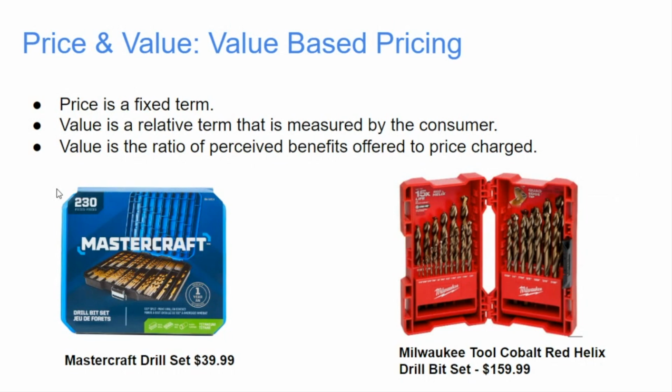Now, this Milwaukee Tool Cobalt Red Helix drill bit is a much higher quality drill bit, meaning that it will cut a lot more holes without getting blunt. It's about $160. So that's 4 times as expensive for fewer drill bits. And you have to ask yourself, if we look at price and price alone, go buy the Mastercraft. It's the cheaper one.